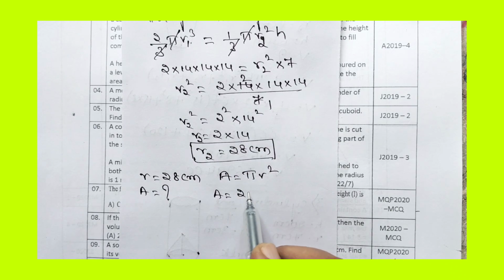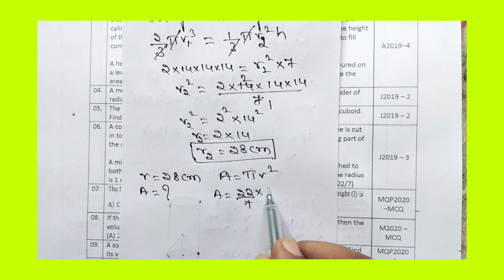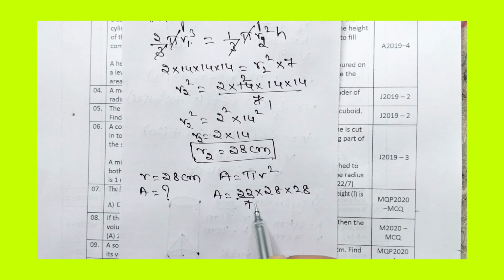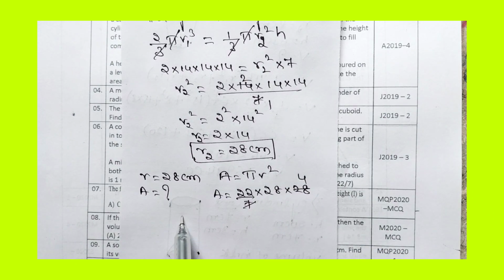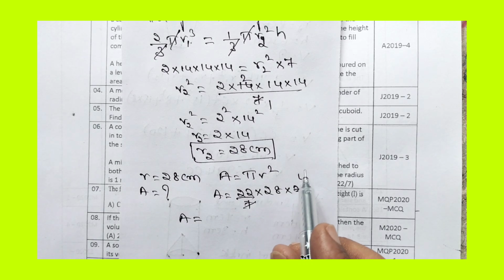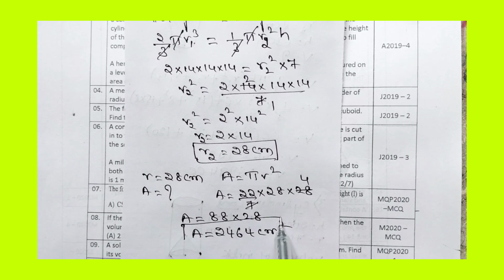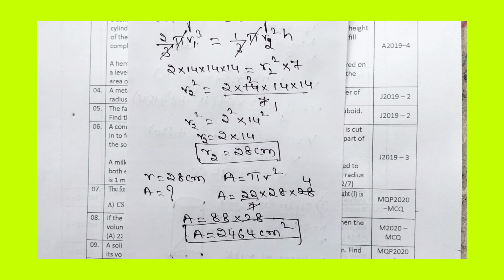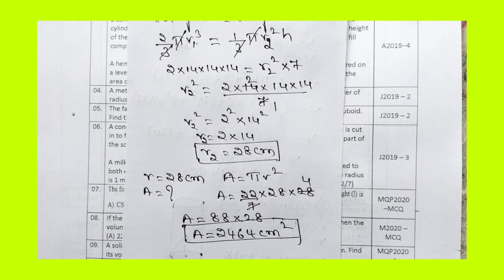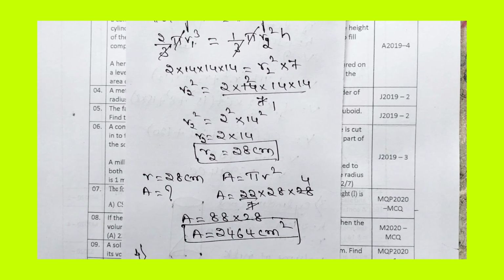Area is equal to 22/7 into 28 into 28. 7 ones are 7 fours. So area is equal to, if you multiply these three, so 22 into 4 become 88 into 28. So area is equal to 28 into 88 will become 2464 centimeter square. This is the area of the base of the cone, which is in circular shape. 2464 centimeter square. So like this we have to answer this question.